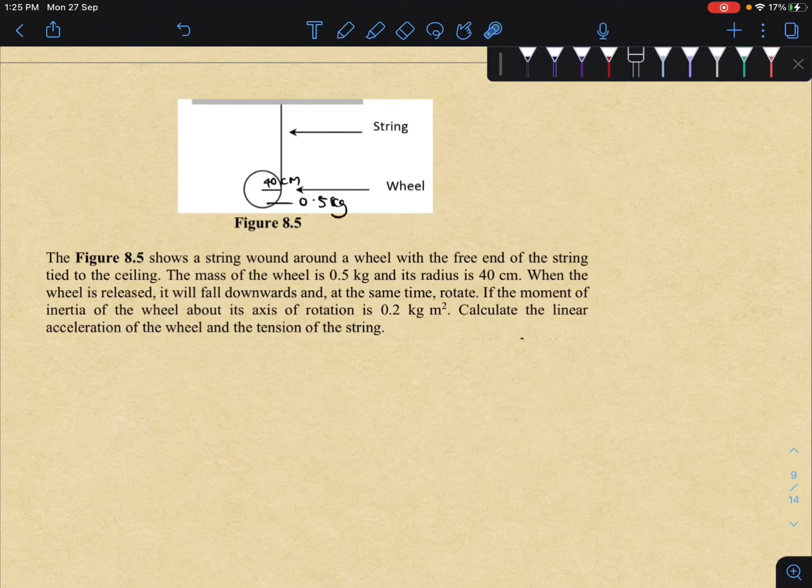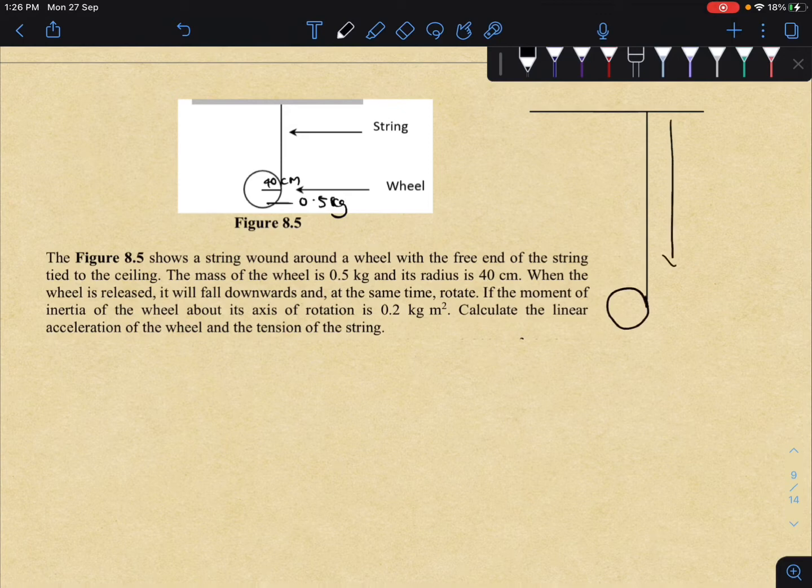When the wheel is released, as it is wound around here, it will unreel itself. It will fall downwards and at the same time rotate. Basically, initially the string was wound around the wheel, and then the string that you wound around it, like when we play yo-yo, unwinds. So when it unwinds, the wheel is going to go down like this. The shape is like that, like a yo-yo.